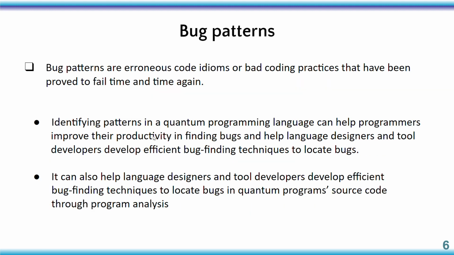Bug patterns are erroneous code idioms or bad coding practices that have been proved to fail time and time again. They usually arise from the misunderstanding of language features and the misuse of positive design patterns, or simple mistakes having common behaviors.